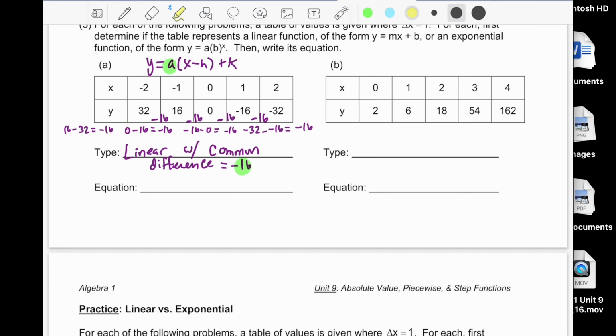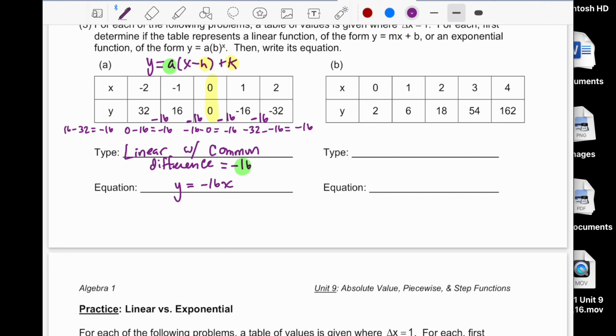All right, so go simple. 0, 0. Put in a 0 for h and a 0 for k. This is going to end up being pretty clean. Y is equal to negative 16 times x minus 0 plus 0, which is just an x, so not worried about anything there. So y is equal to negative 16x.